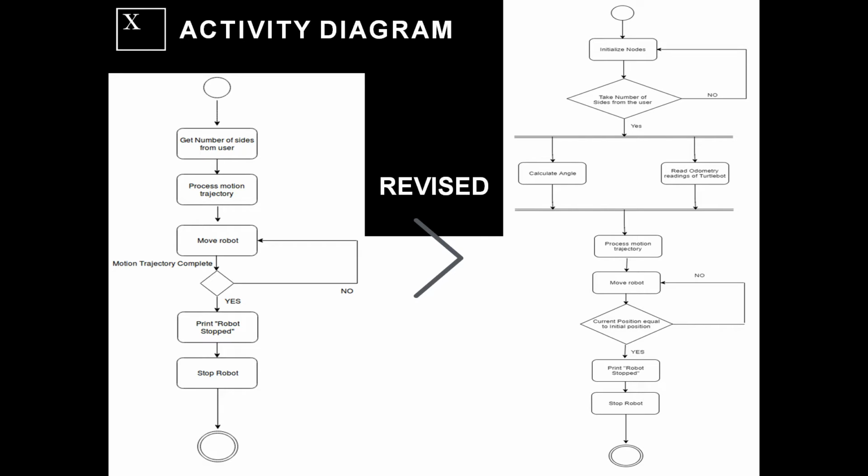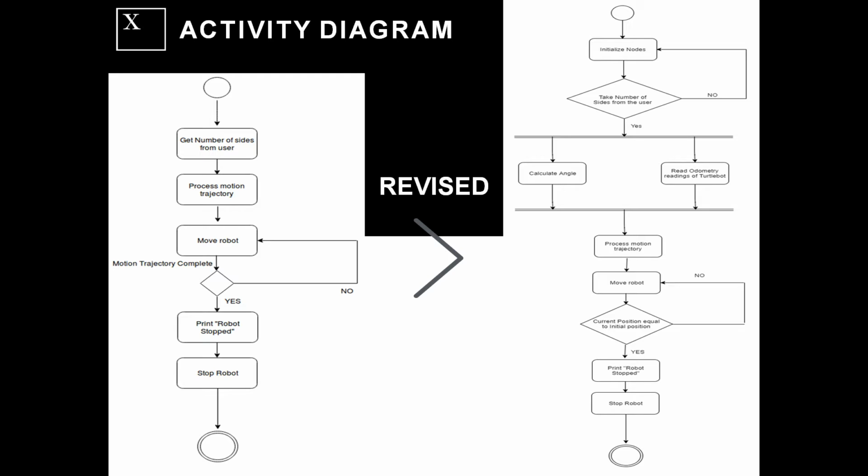When you see my activity diagram, basically what I'm doing is initializing all the nodes when you're starting it. Then I'm taking the number of sides from the user. The moment the user gives the number of sides, I calculate the angle as 360 degrees divided by the number of sides, and I'm also using an exception handler so that no one gives 0 as the number of sides. Then I start reading odometry readings of the Turtlebot. Once I do that, I have the initial position of the Turtlebot. Then I put both of them in and process the motion trajectory.